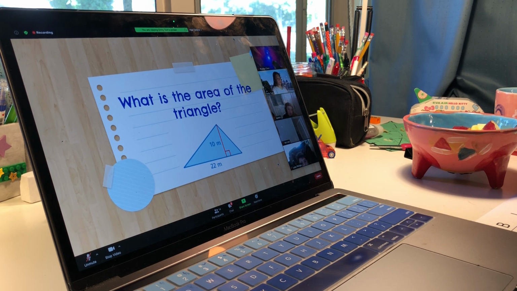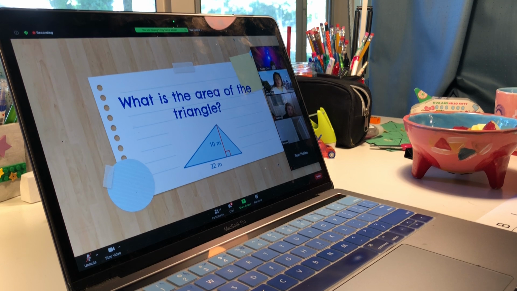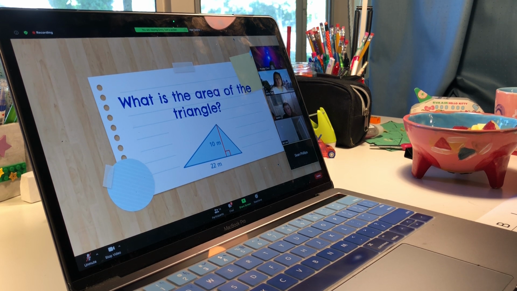Okay, what did you all get? 120, is that correct? 110. I got 110. Anyone else got something different? I got 110, but I don't see it. Okay, you may not have it on your card. 125. I don't know if that's right, I just think it's around there. Yeah, no, that's fine. You're good. Anyone else?